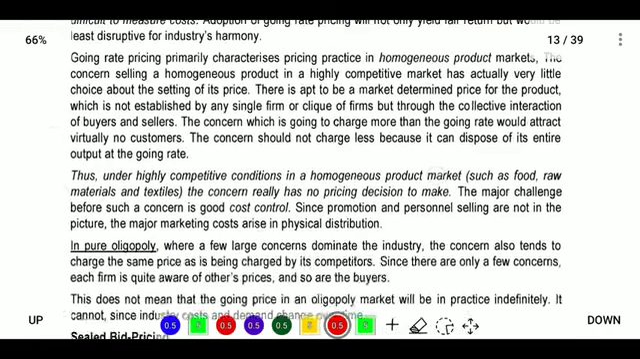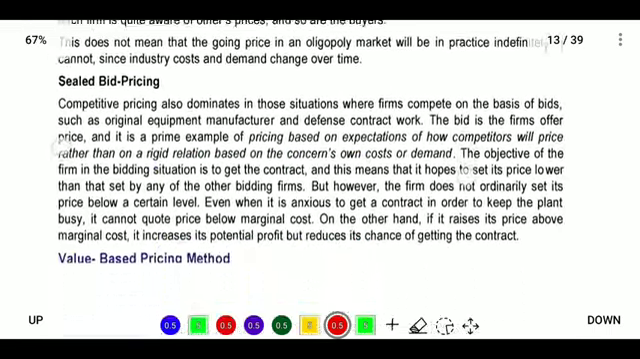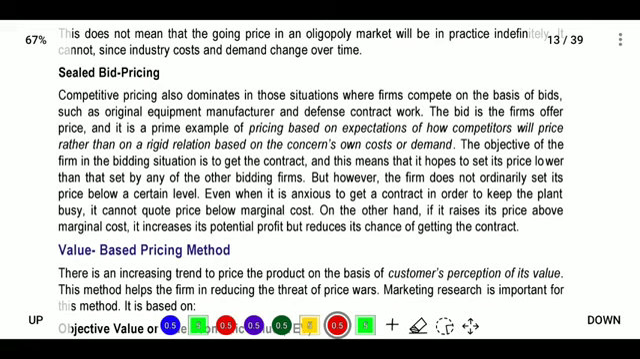Next, another one is sealed bid pricing. Sealed bid pricing means competitive pricing will dominate here. Based on the firm's situation, it will compete based on bids. Firms compete on the basis of bids, for example the original equipment manufacturer and defense contract work. Here firms will go for bids. We will see who is providing bids.